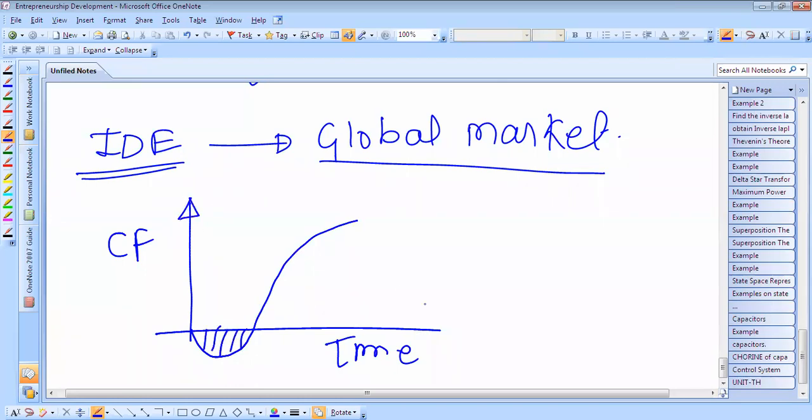So they have to invent on their own. First they have to spend their own money. That's why it is showing negative. And once they produce their product and are ready in the market, there is cash flow, and the cash flow grows exponentially. So this is the innovation driven entrepreneurship.